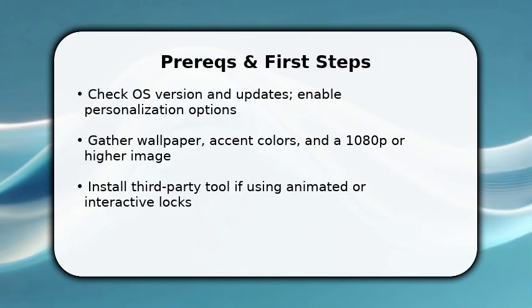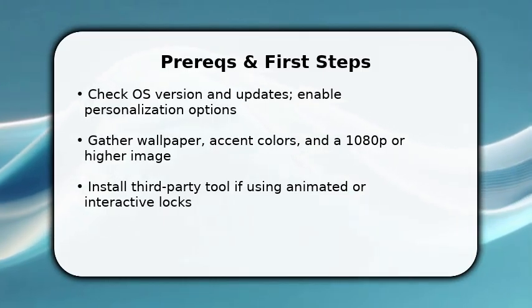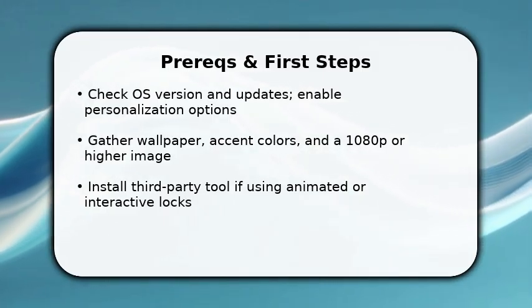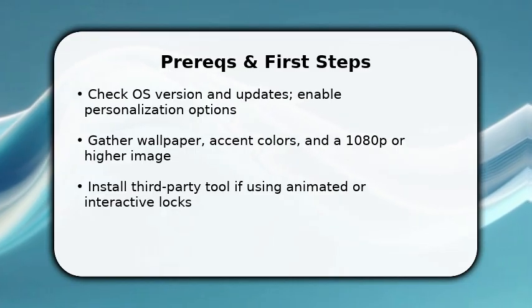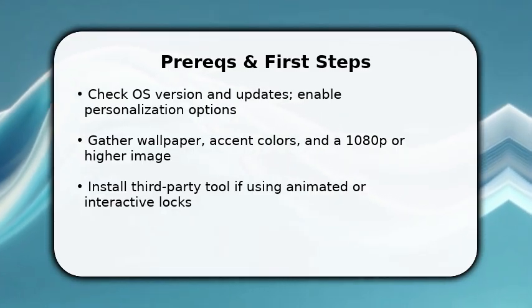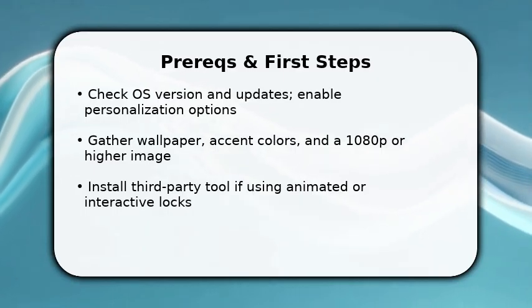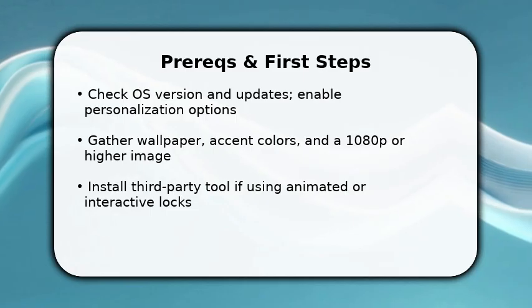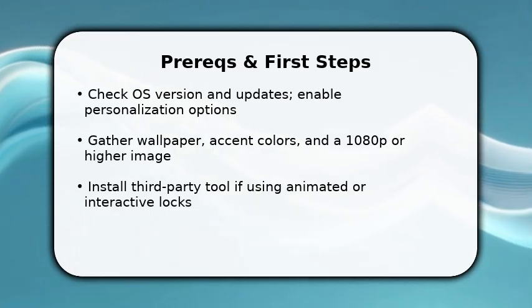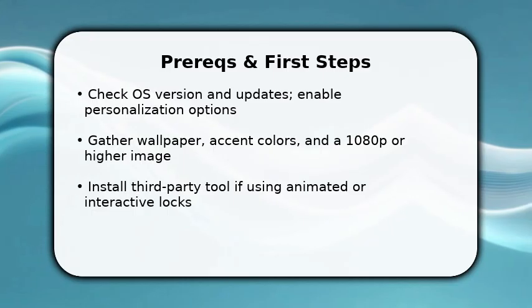You start by confirming your OS supports advanced lock screen features and that updates are installed. This avoids compatibility surprises. Next, pick a high-resolution wallpaper and any accent palette you want to use because quality matters on first impression. If you plan animated backgrounds or widgets, install the trusted tool now and grant permissions.